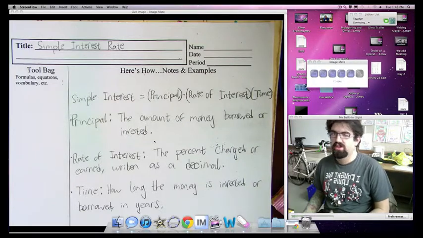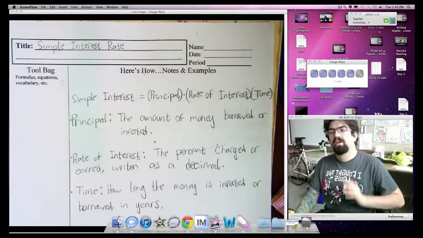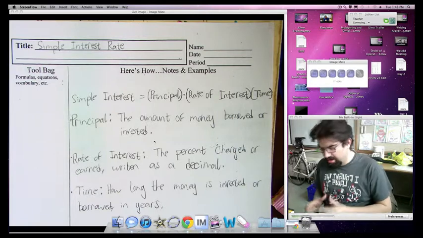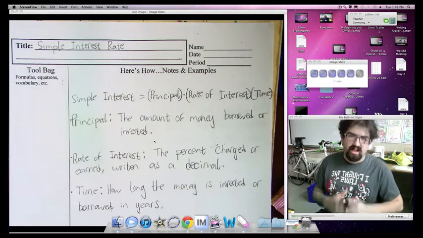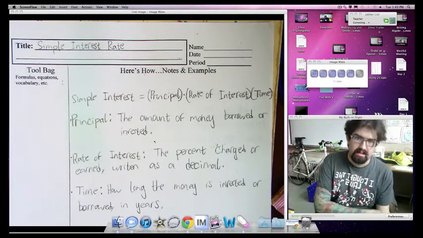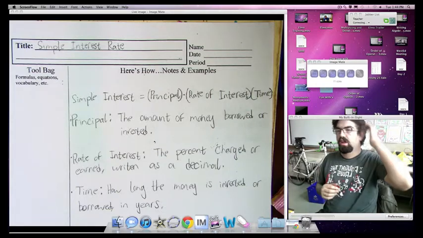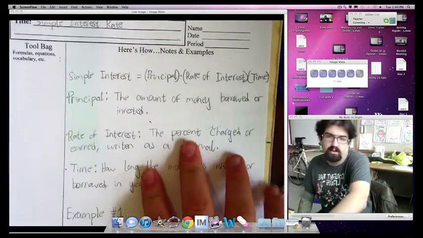Another one is called compound interest, but we're not going to get into that in this video. So simple interest rate is you have a set amount of money that you're going to invest, you have a set interest, and you have a set time in years. So let's talk about it. It's basically a bunch of multiplying.